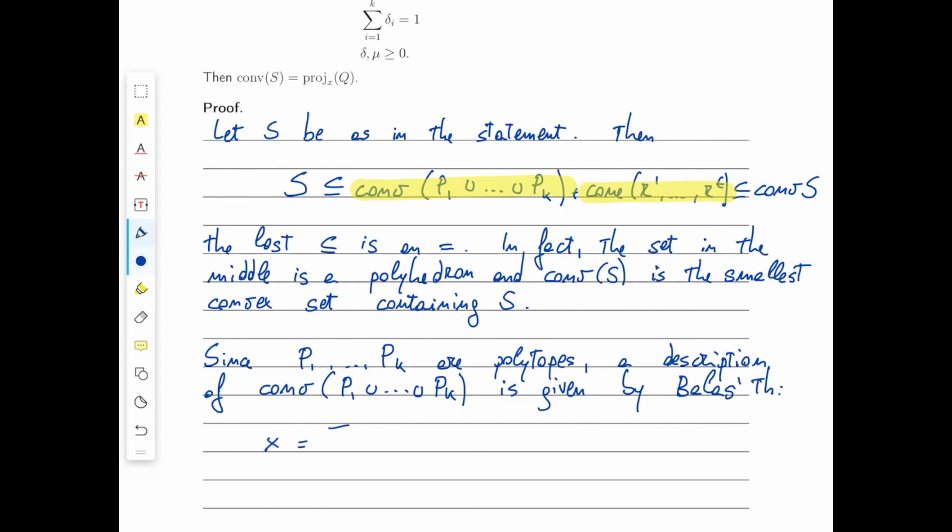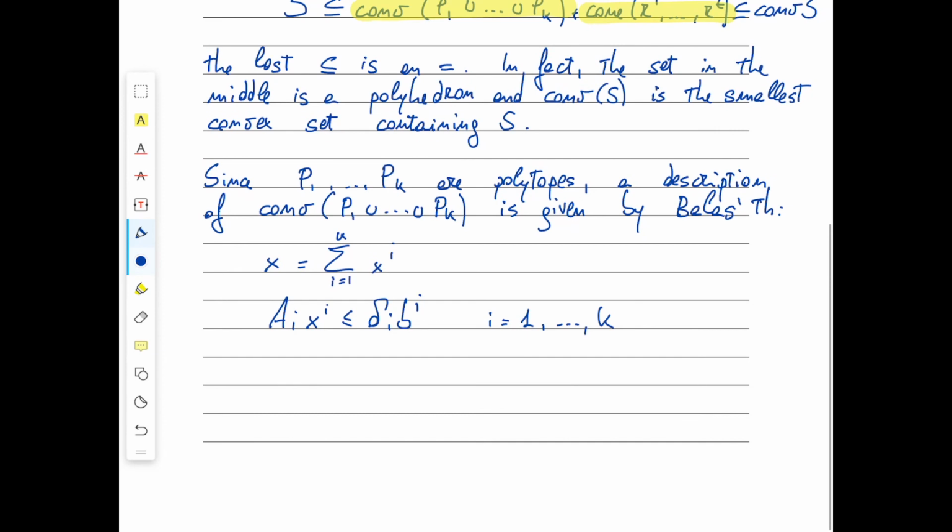So it was, now we know this by heart, x is the sum for i equal 1 to k of the xi's, where Ai xi less than or equal to delta i bi for i equal 1 until k. Then we have that the sum of delta i equal to 1 and delta greater than or equal to 0. So this just gives me the description of the convex hull of the union as we have written.